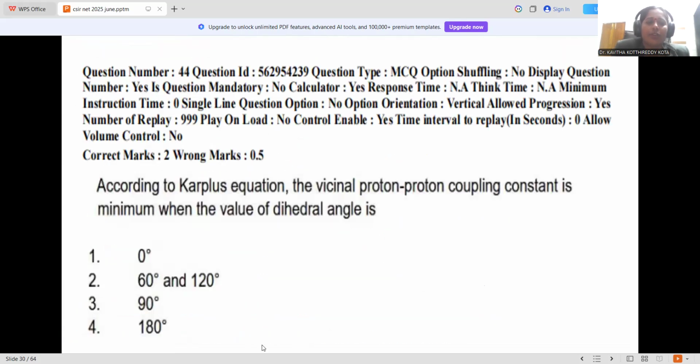Move on to question number 44. According to the Karplus equation, vicinal proton-proton coupling constant is minimum when the value of dihedral angle is.